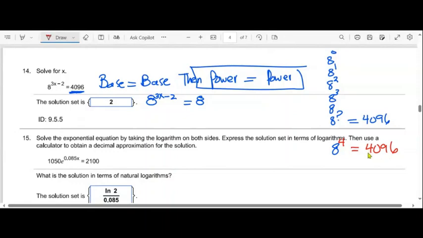Did you get it? I'm trying it in the calculator. 8 to the power of 4. So the answer here, yes, is 8 to the power of 4.